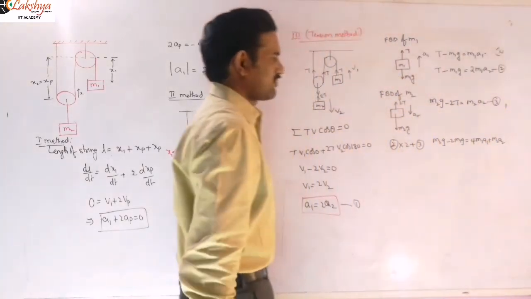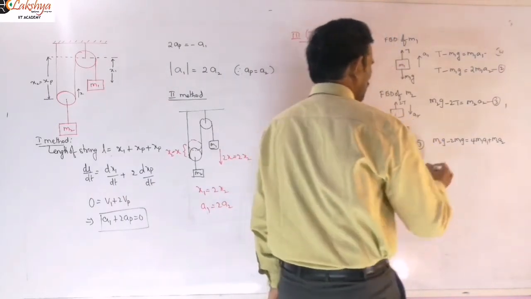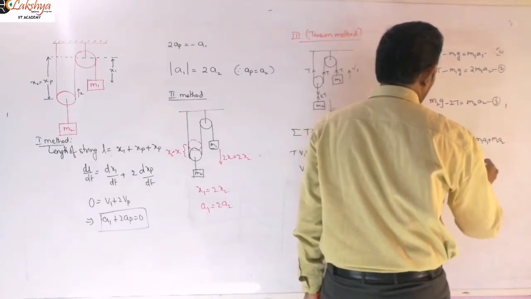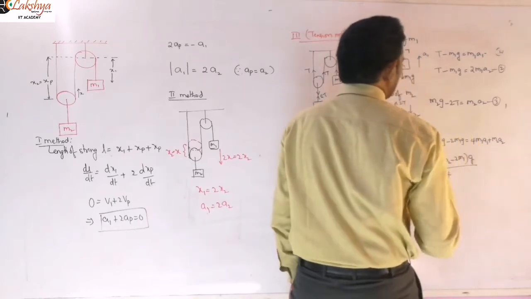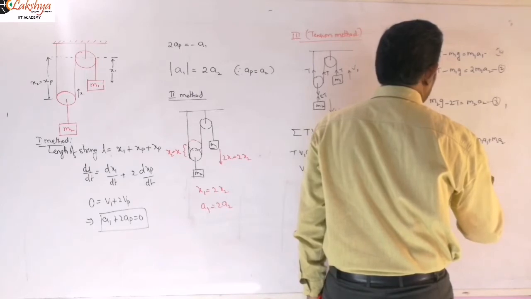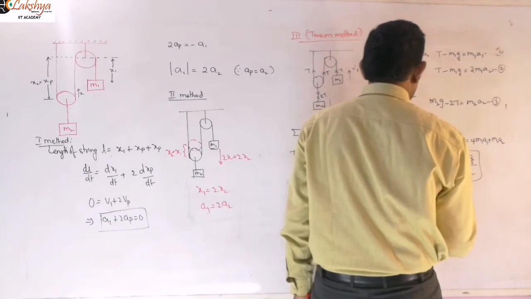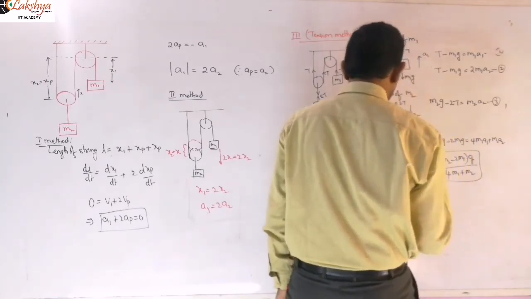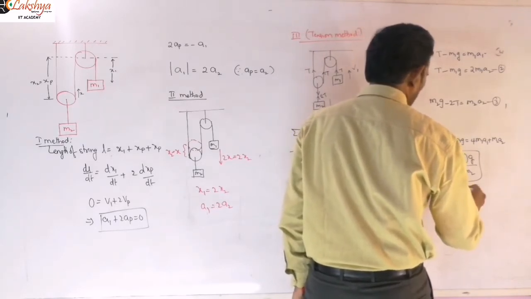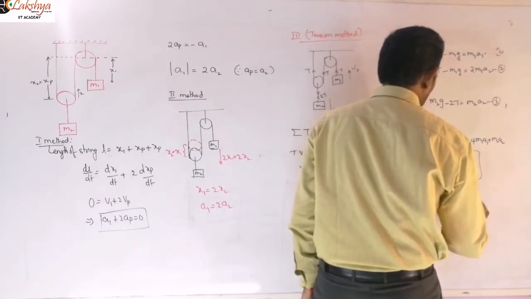And let us simplify that equation, then you will get the A2 expression. Therefore, this A2 is equal to (M2 minus 2 M1) into G by 4 M1 plus M2. So this is the acceleration A2 value, and therefore this A1 is nothing but 2A2. So you can multiply this equation with 2. So 2 of (M2 minus 2M1) into G by 4 M1 plus M2 you can write here.